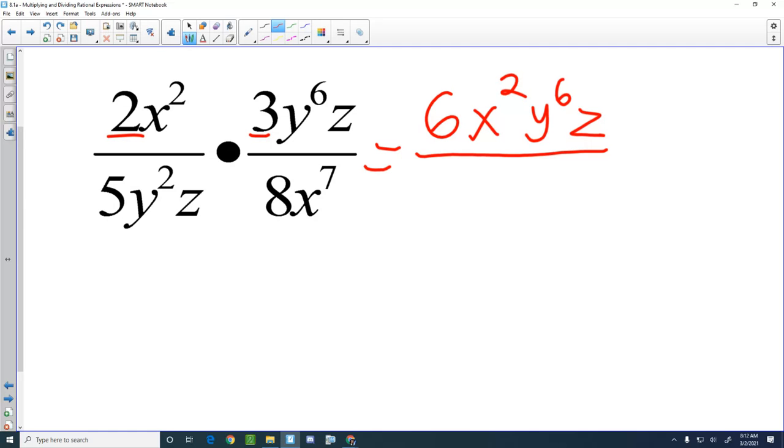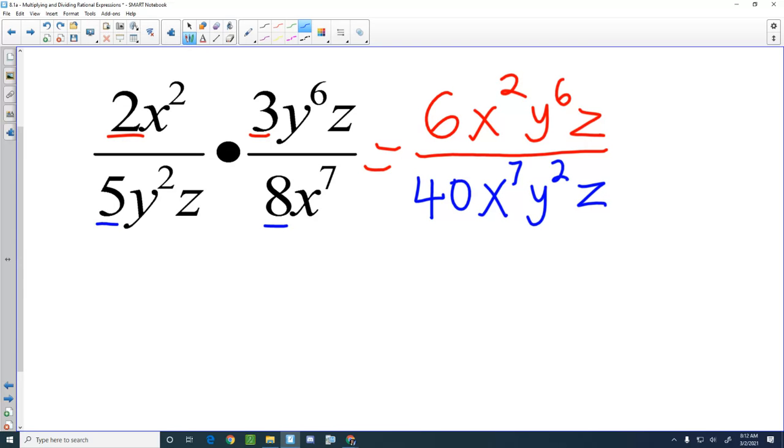Down in the bottom, we're going to do something similar. I'm going to multiply the coefficients first. It's going to be a pattern you're always going to be doing. 5 times 8 is 40. And then I've got 3 different variables, so we're just going to put them together. In general, we like to write variables in alphabetical order, just so that we're all putting these the same way. x to the 7th, y to the 2nd, z.